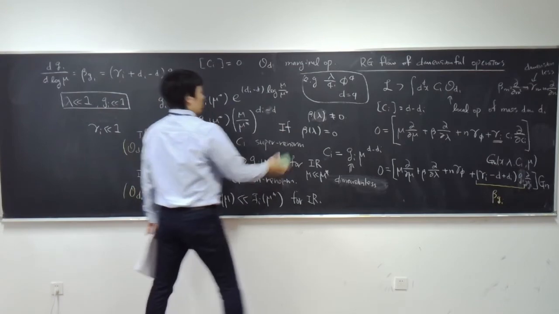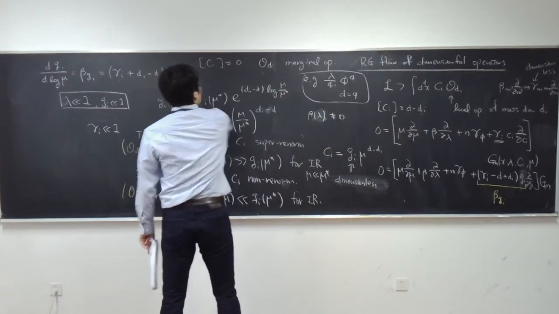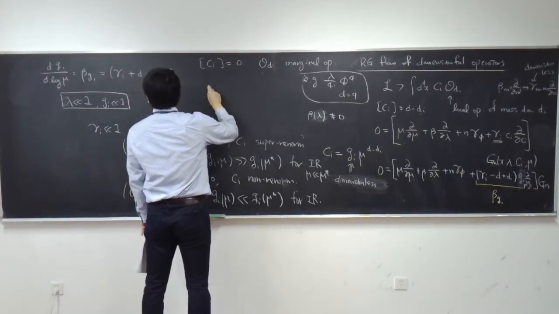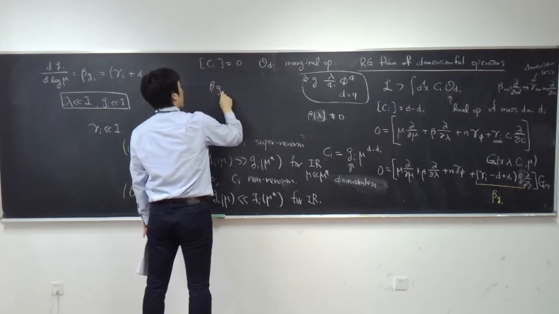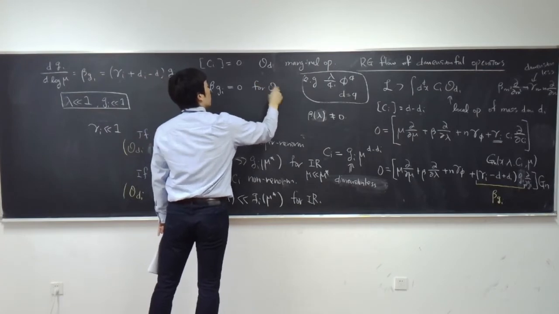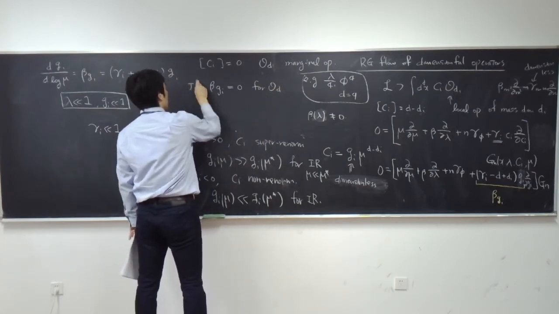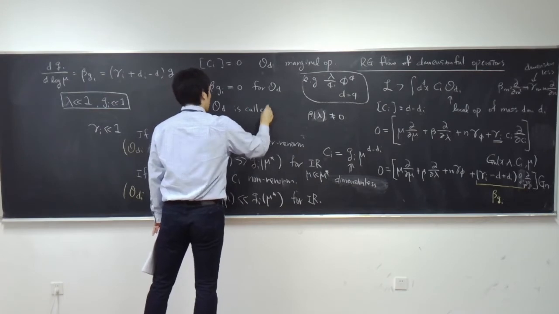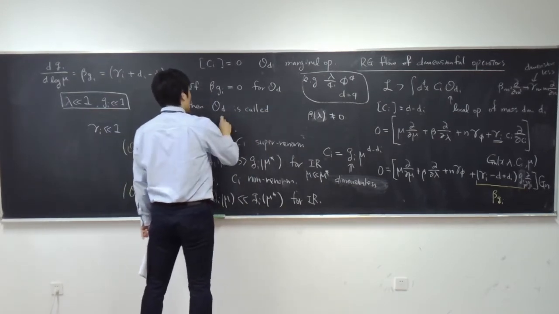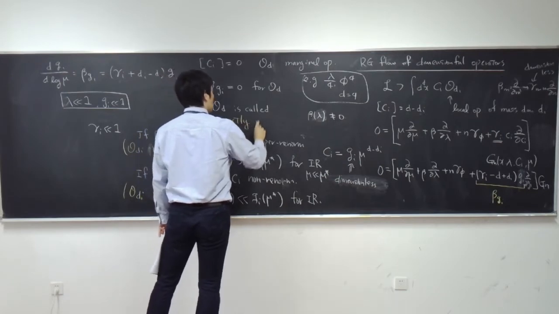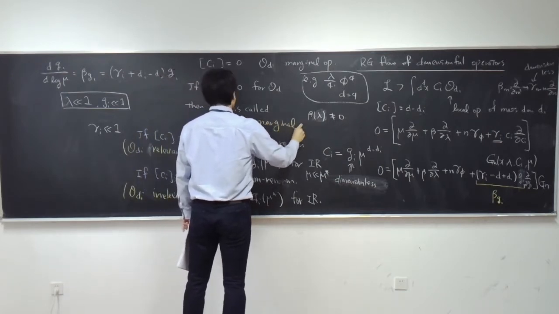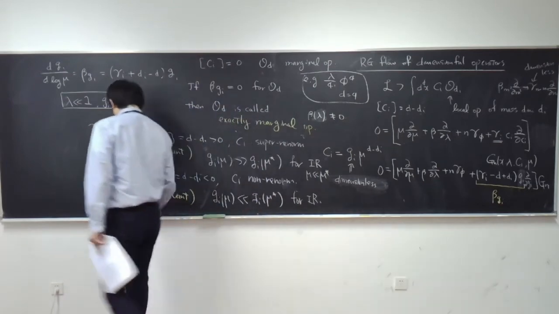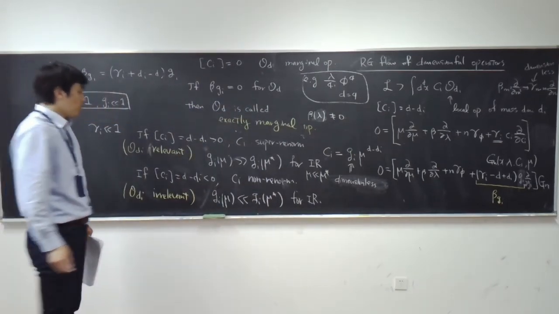Let me erase here. If beta g_i is equal to 0 for operator O_i, then operator O_i is called exactly marginal operator.